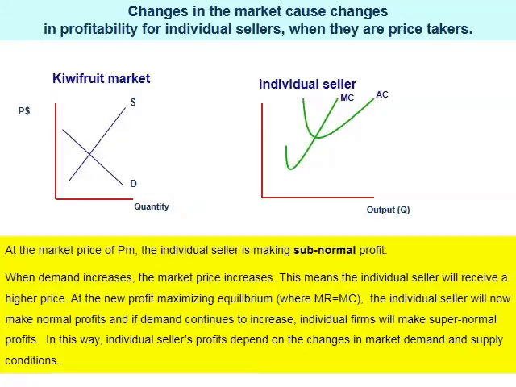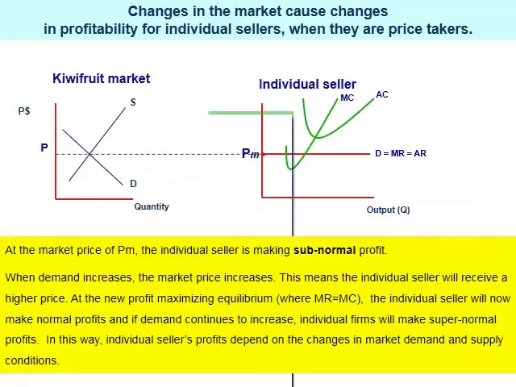So if we say the kiwi fruit world market is on the left, and you've got the individual seller of kiwi fruit cost and revenue curves on the right. Now, at the existing world price, you can see at the profit maximizing quantity, average cost is above the price, so this seller is making subnormal profit.